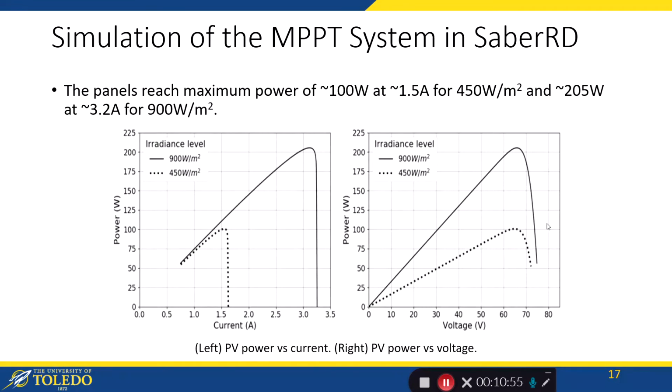This is the PV power and current graphs showing the different curves at 450 and 900 watts per meter squared, where we see that at 450 watts per meter squared the maximum power point is at around 1.5 amps and 100 watts, and 3.2 amps and 205 watts corresponds to the maximum power point the panel outputs at 900 watts per meter squared.